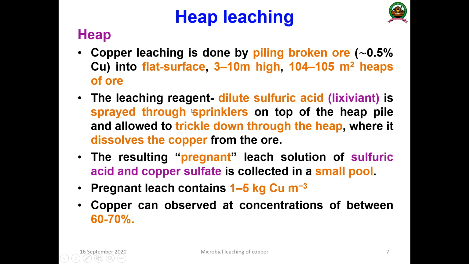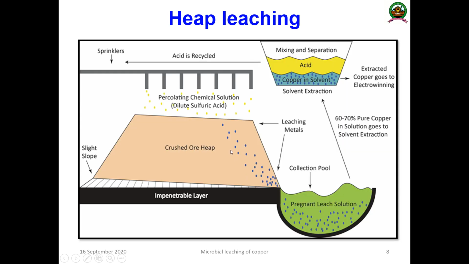Then, using the ore, a crushed ore heap approximately 3 to 10 meters in height, this is the heap. Through the heap, using the sprinklers, we are adding the chemical, diluted sulfuric acid. Here we are adding the percolating chemical solution, that is diluted sulfuric acid, through this particular heap, or dump. Then what will happen?